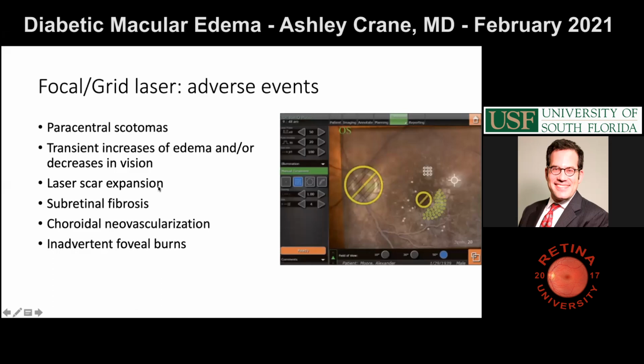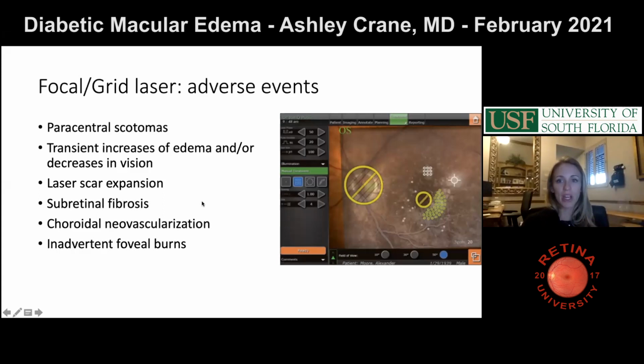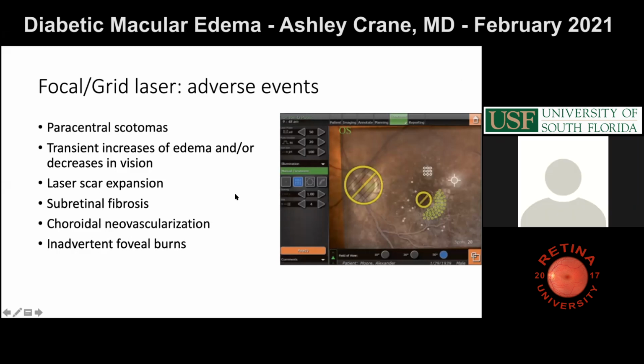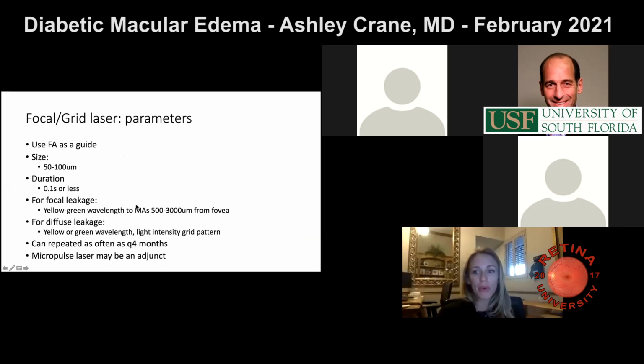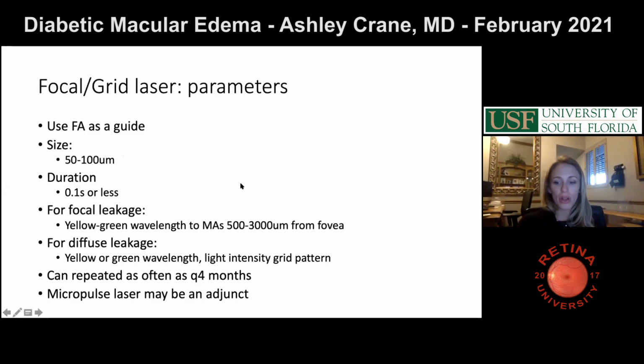Yep. And inadvertent foveal burns really would be a risk. I've seen one patient that came into our emergency room in residency who went from 20/25 to hand motion after an inadvertent foveal burn. So certainly there are risks. And Dr. Crane, I haven't seen a study like this, but do you know any studies that have looked at the spacing of laser and compared the different spacing, to see how far they can actually space out the burn spots and still be effective?